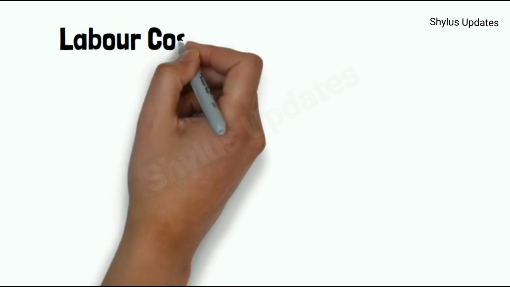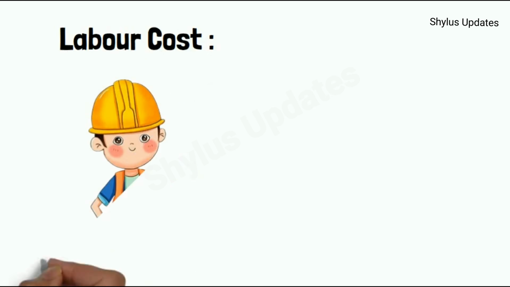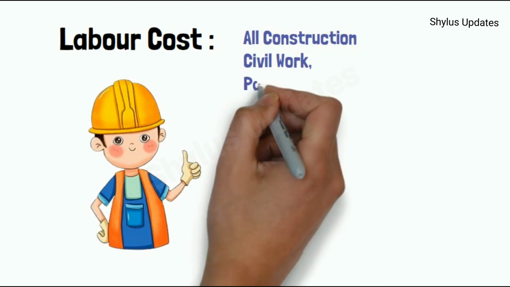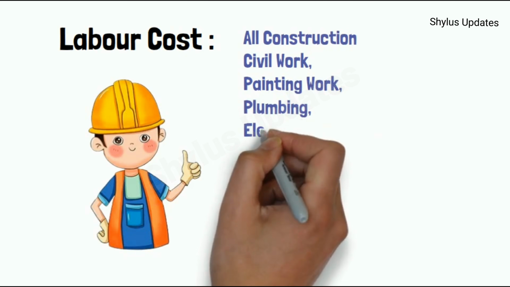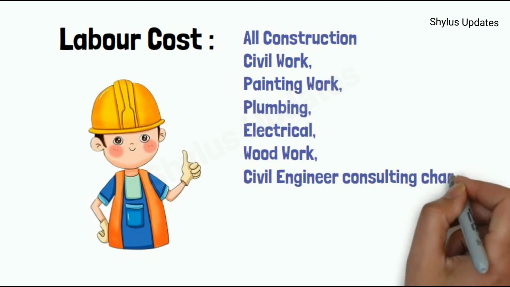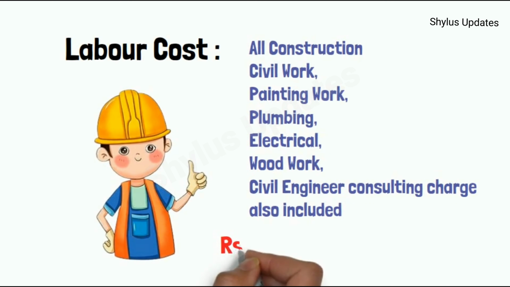Labor cost. Labor cost includes all construction civil work, painting work, plumbing, electrical, woodwork, civil engineer consulting charge. For all these works, the amount is rupees 1.5 lakhs.